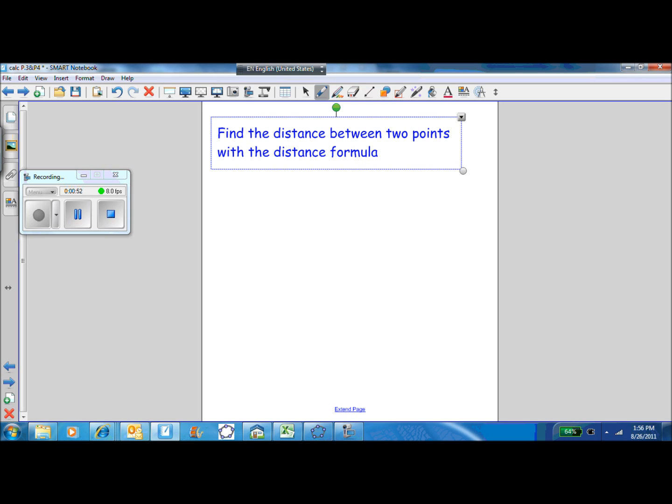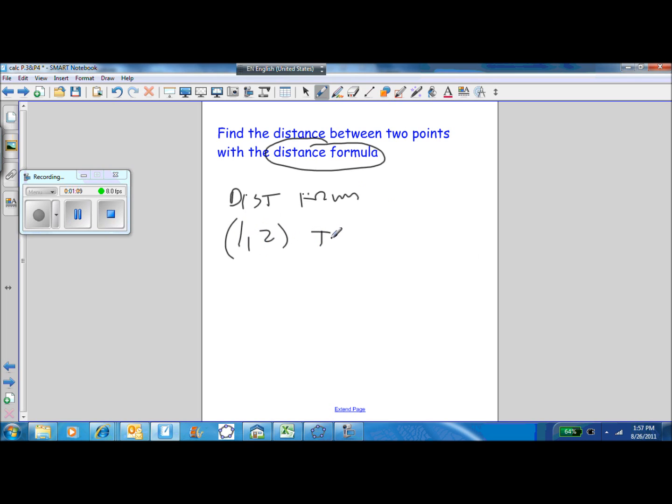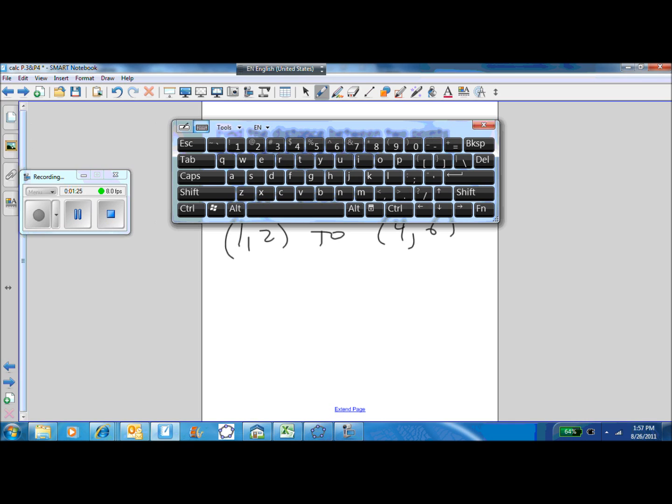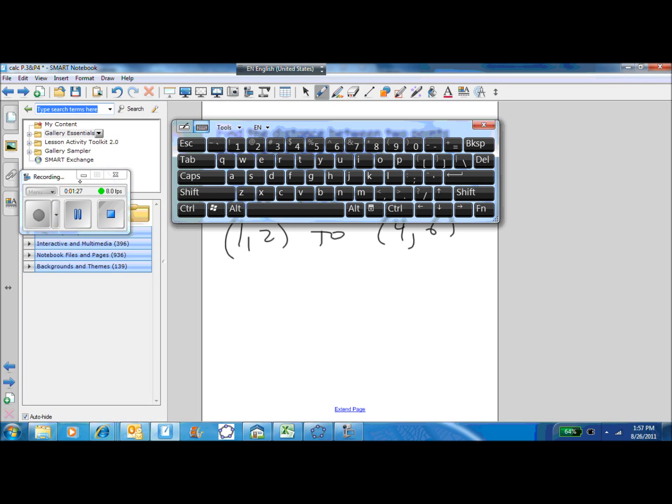Now, find the distance between 2 points with the distance formula. Notice they talk about the distance formula here. Let's just circle this. Where does it come from? If I ask the distance from 1, 2 to, I don't know, 4, 6, we could actually use graph paper. I encourage you occasionally to get out your graph paper, and I've got that right over here.